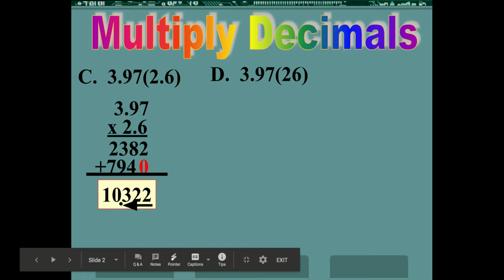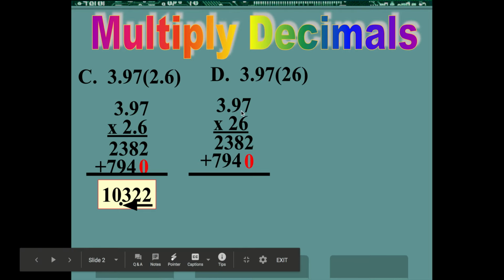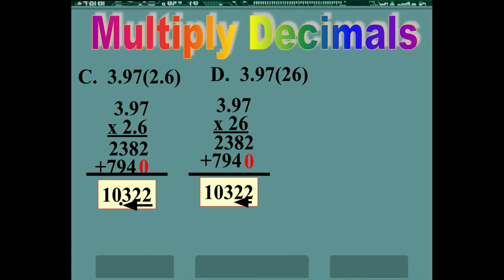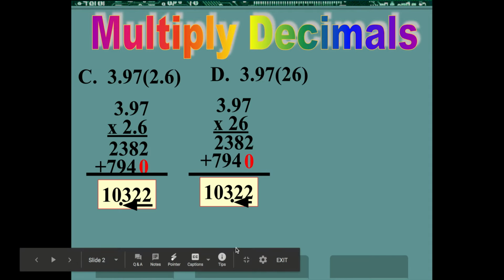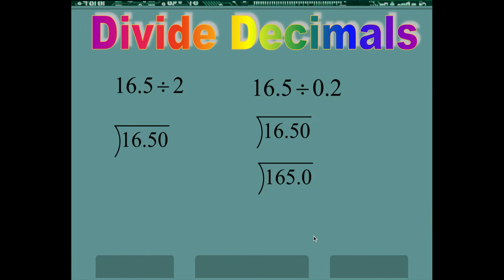So again, let's say I have 3.97 times 26. Again, I don't have to line up those decimals like I do in adding and subtracting. I'm just going to go ahead and multiply that number out like normal and then add it. Now, we only have two places behind the decimal. So this time is going to be a little different. You're only going to put it here. You see that? Here are the rules. Rule: with regular multiplication, you move the decimal according to the number of digits behind it.